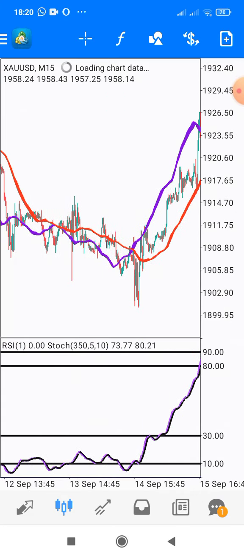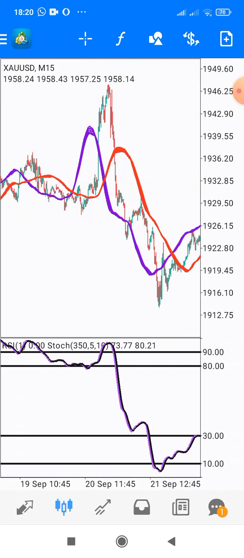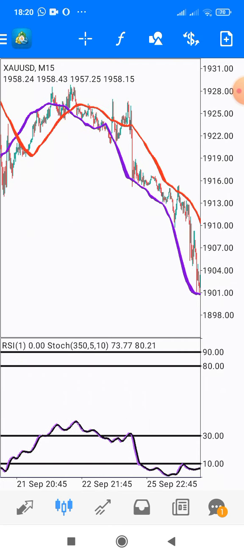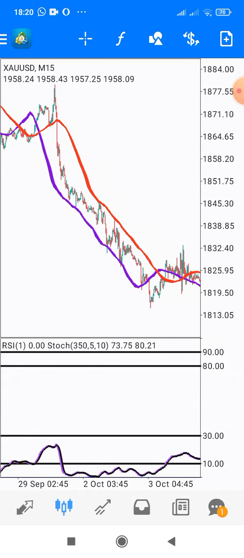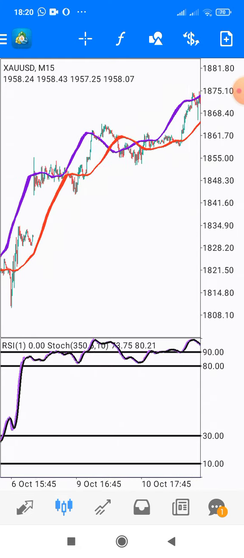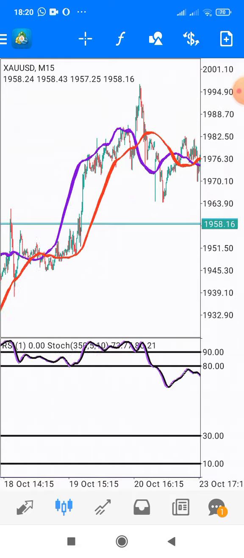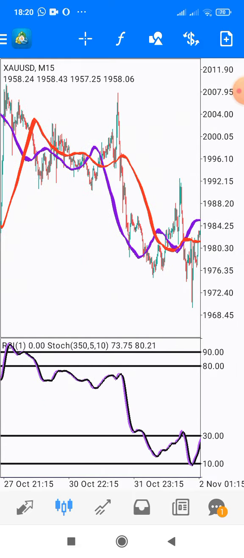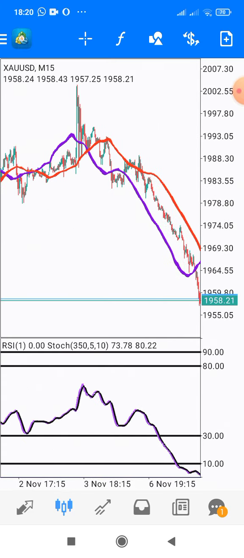This is 15 minutes. A strategy that works in all times, lower time frames and higher time frames. A strategy where noises do not exist.